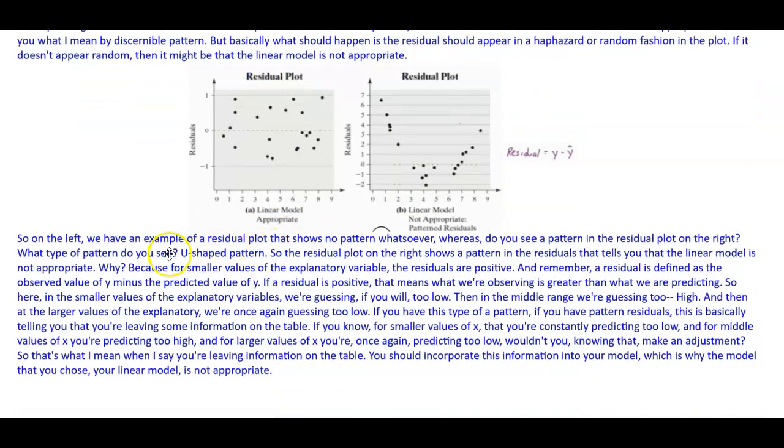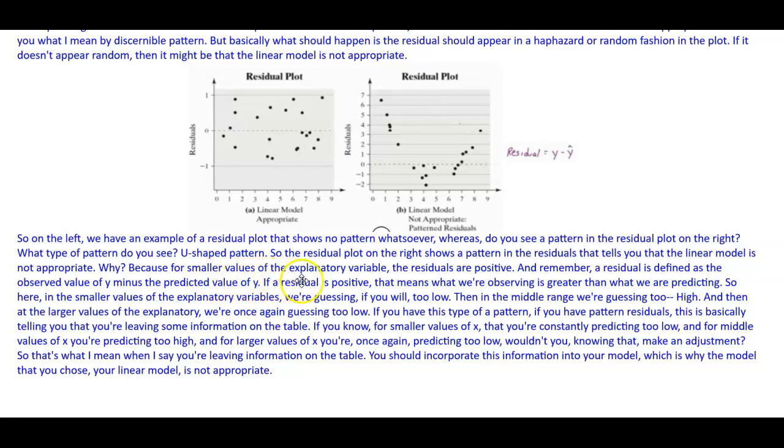So again, on the left, we have an example of a residual plot that shows no pattern whatsoever, whereas do you see a pattern in the residual plot on the right? Well, what type of pattern do you see? Well, on the right, we see a U pattern shape. So the residual plot on the right shows a pattern in the residuals that tells you that the linear model is not appropriate. And why is that?